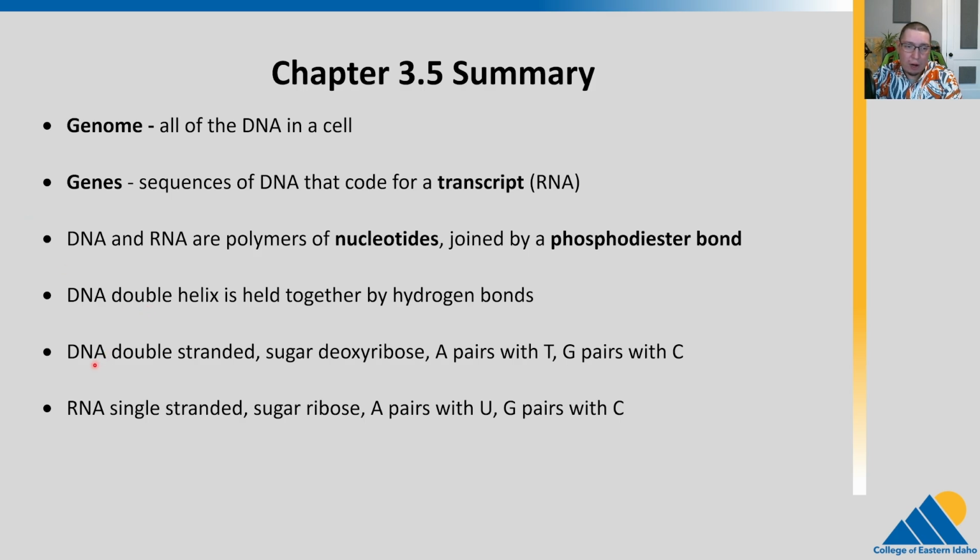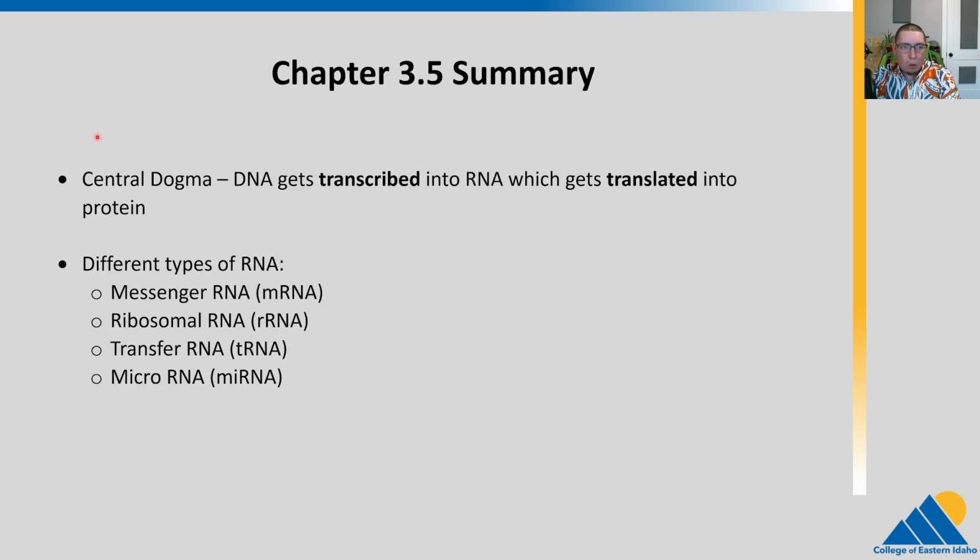DNA is double-stranded. Its sugar is deoxyribose. A pairs with T, G pairs with C. RNA, on the other hand, is generally single-stranded. Its sugar is ribose. A pairs with U in RNA, and G pairs with C there. We talked about what we call the central dogma of molecular biology. That is, DNA gets transcribed into RNA, mRNA, and that gets translated into protein by the ribosome.